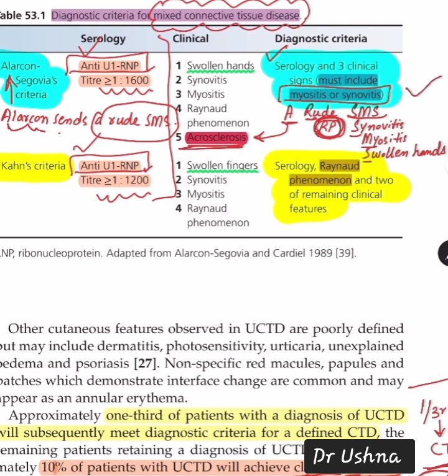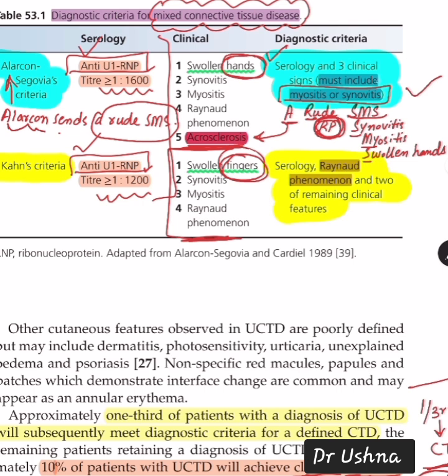Kahan's criteria is more or less the same as Alarcon-Segovia criteria, but the difference is that there are swollen hands in the Alarcon-Segovia criteria, but swollen fingers in the Kahan's criteria. So there are swollen fingers, synovitis, myositis, Raynaud phenomenon. These are the same. Acrosclerosis is not present in the Kahan's criteria.